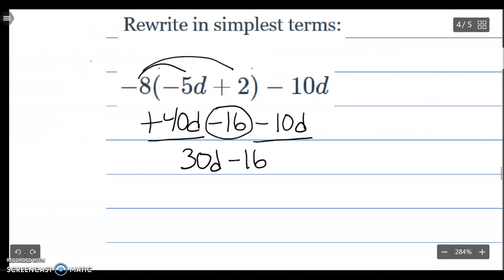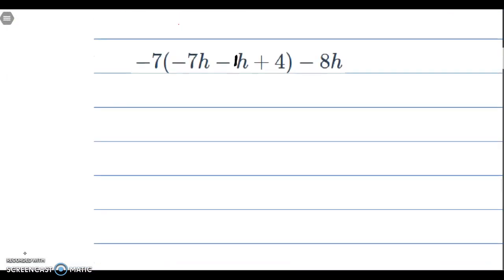Let's take a look at another example. All right. So on this one, we're going to go ahead and do the distributive property and then combine like terms. But notice inside the parentheses, you've got a negative 7h and a negative 1h. Those are like terms already. So let's go ahead and combine those right away. I'm going to underline them just to make a point that they're like terms.